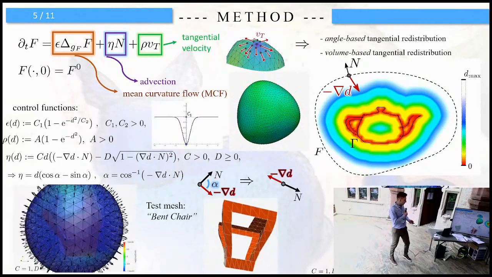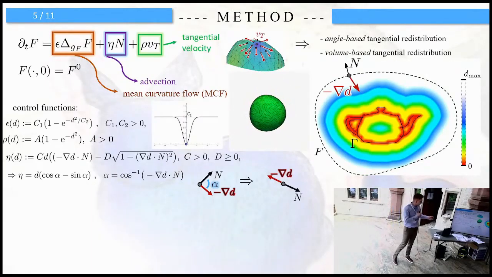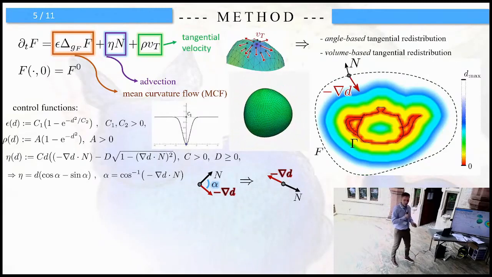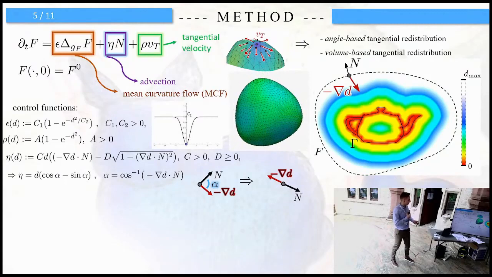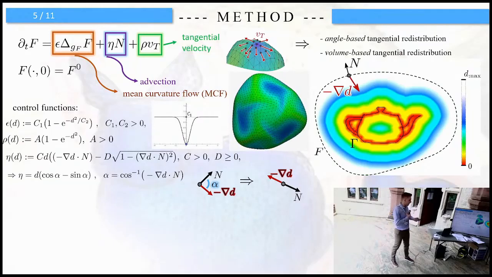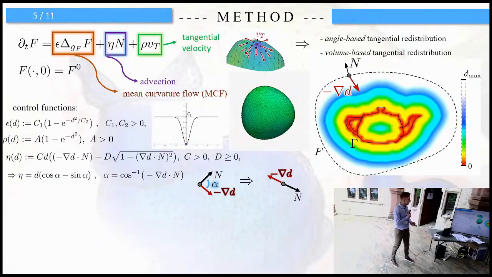Now, the types of tangential redistribution that we use are angle-based and volume-based. The first one is just homogenizing angles of adjacent triangles for each vertex, and the other one homogenizes little volume elements, sort of neighborhoods around each vertex that I will refer to later. The angle-based is the best one for us at this point.